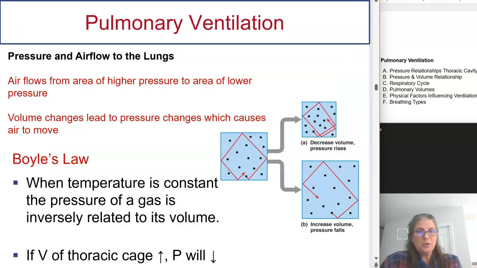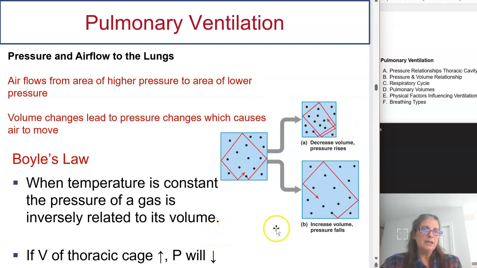Okay, so those are the pressures. So what's the relationship with pressure and volume? Well, we already said air flows from high to low pressure. So how do we change those pressures? We change the volume. So there's a law you've learned called Boyle's Law. And Boyle's Law says when the temperature is constant, which it is in our bodies, the pressure of a gas is inversely related to the volume.